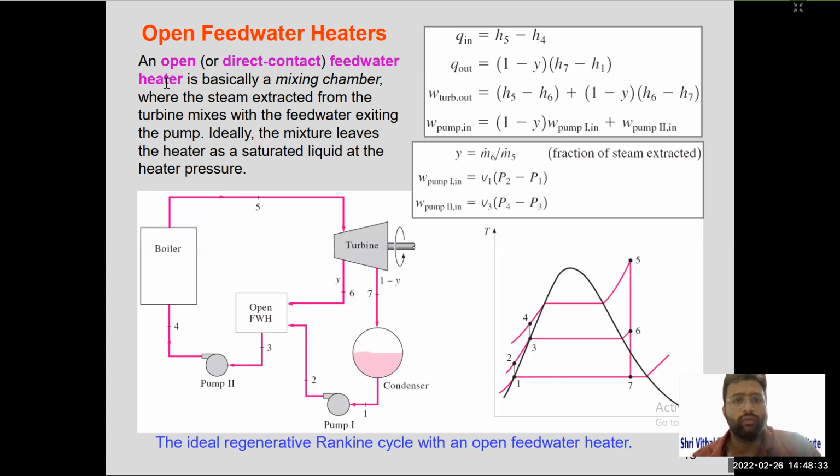So an open or direct contact feed water heater is basically a mixing chamber where the steam extracted from the turbine mixes with feed water exiting the pump. Ideally the mixture leaves the heater as a saturated liquid at the heater pressure. म्हणजे हे the temperature एवढं वाढतं की the water becomes saturated, that is saturated liquid. मग बॉयलर मध्ये फक्त तुम्ही लॅटेंट हीट ऍड करायची and it will be superheated.